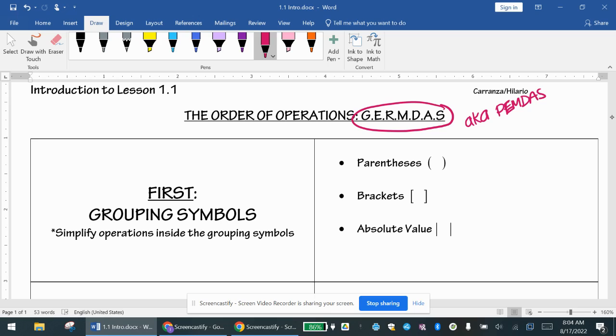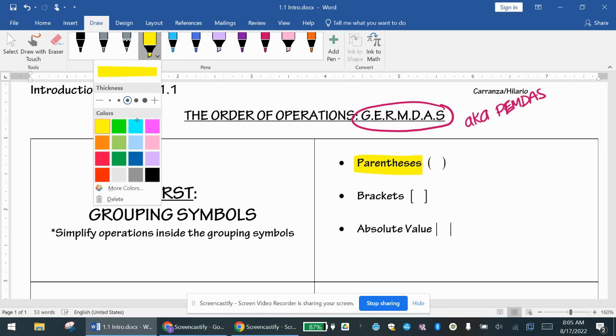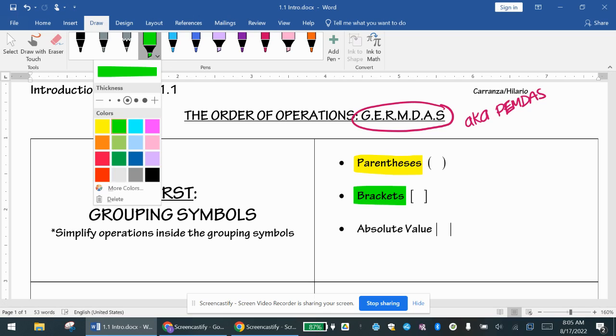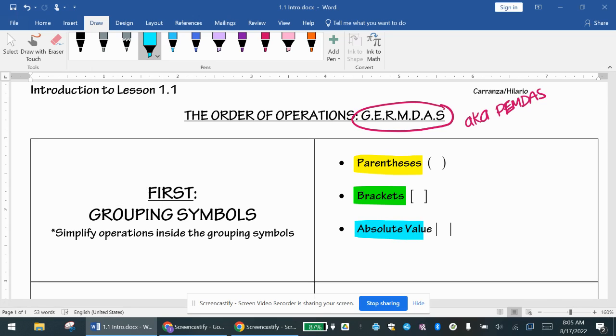Now, parentheses are these curved grouping symbols, okay? But they're not the only grouping symbol that exists. There are also brackets that are more square, and there are also absolute value grouping symbols that we're going to study this year, okay? So I use G for grouping symbols, and when you are faced with a problem that you need to simplify, you're going to have to pay attention to which grouping symbol they're using.